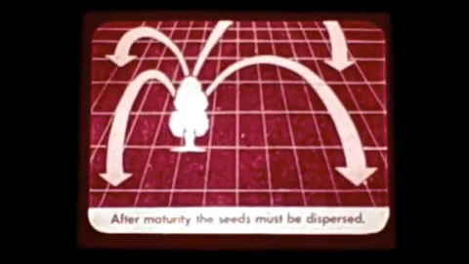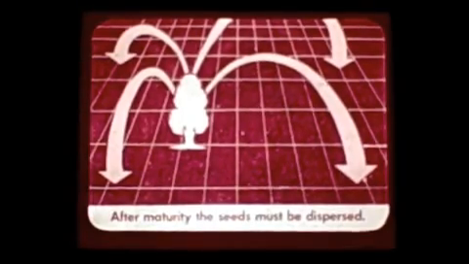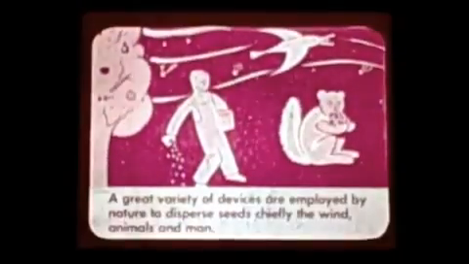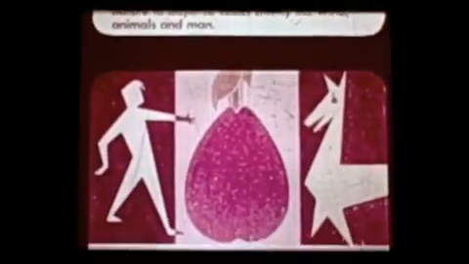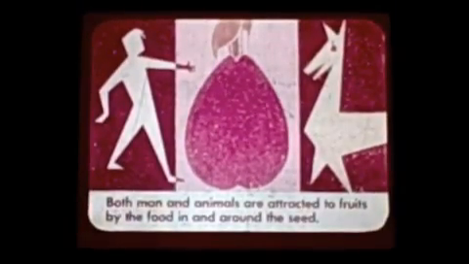The seeds must be dispersed. A great variety of devices are employed by nature to disperse seeds, chiefly the wind, animals, and man. Both man and animals are attracted to the fruits by the food in and around the seed.